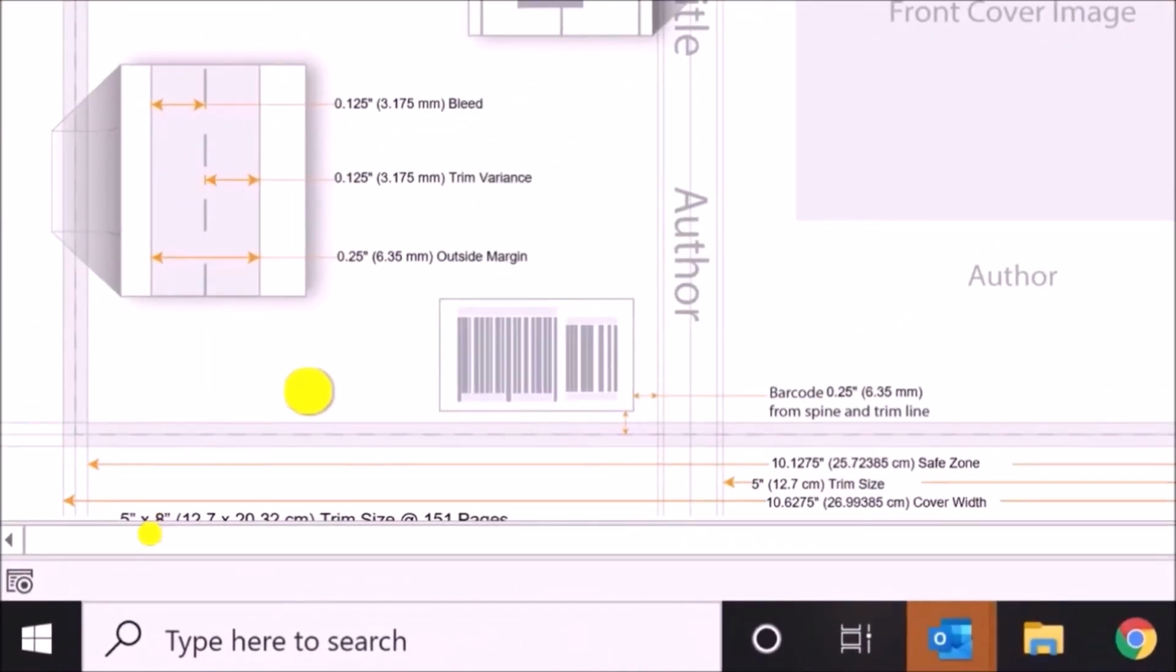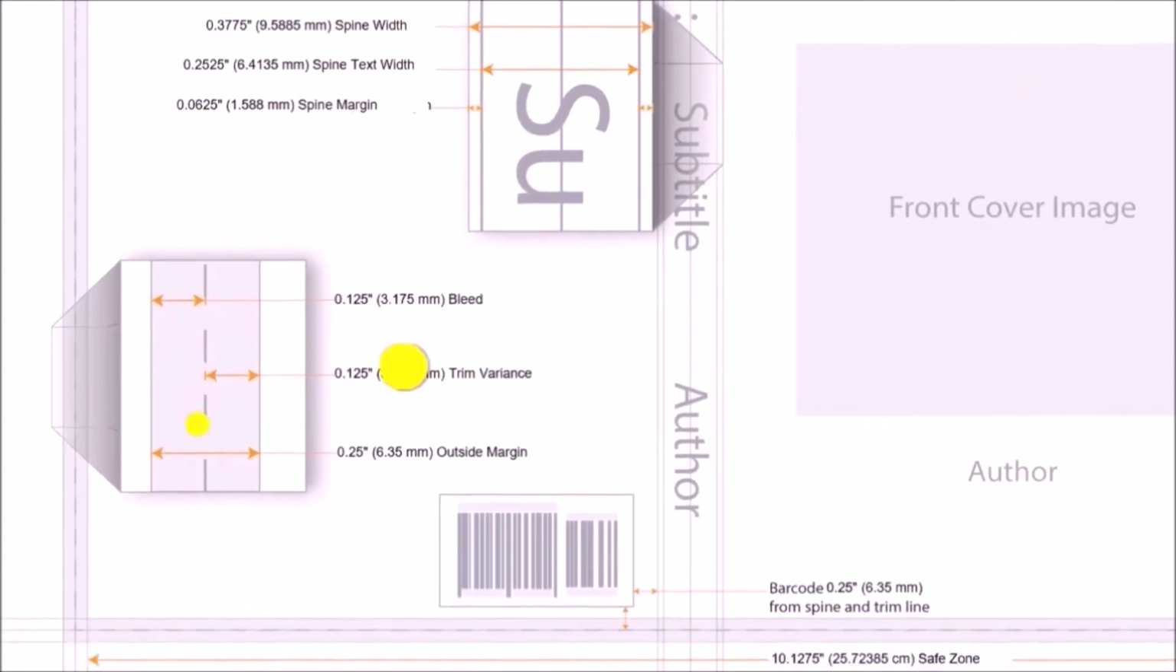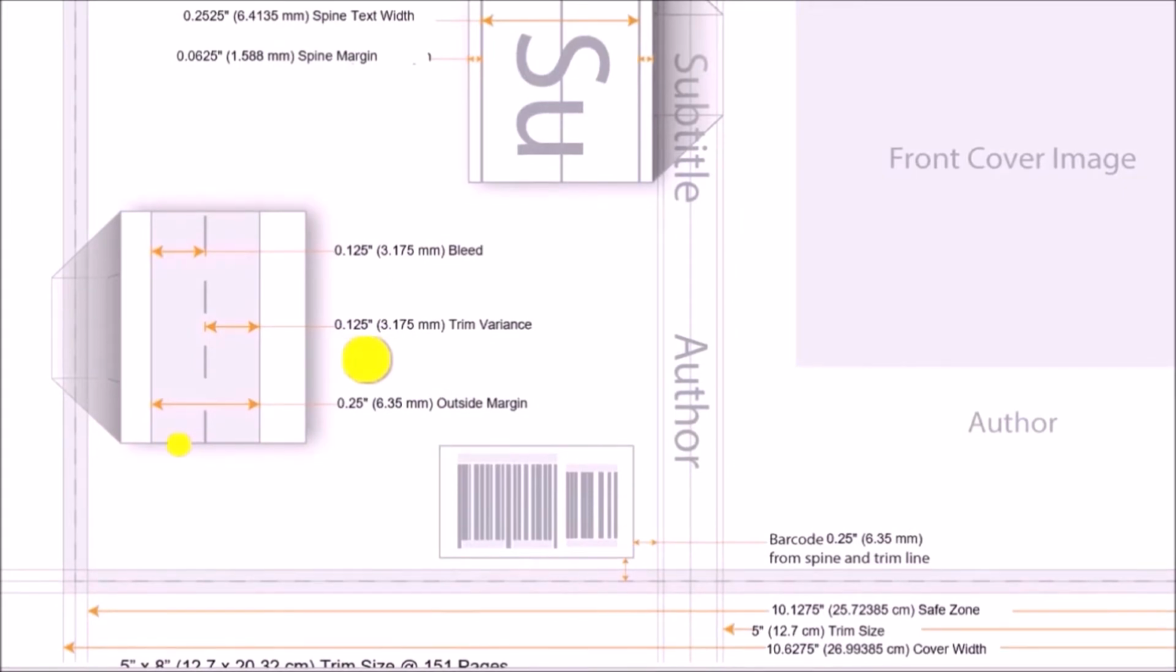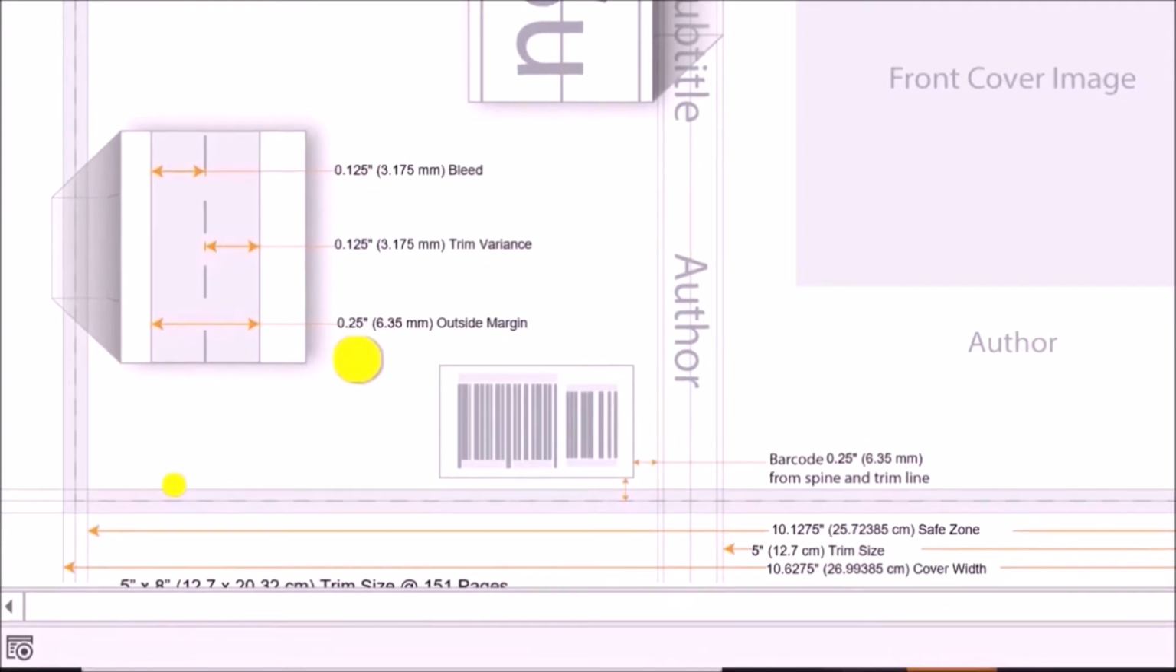So you need to leave 0.125 for the bleed and again the same for the trim variance. So the total we need to add for the outside margin is 0.25. So here we've got the safe zone measurement. Then we've got the manuscript's trim size, which is 8 inches. And then this one is your cover height, which is the one we're interested in, which is the manuscript size plus your margins, which is 8.25.